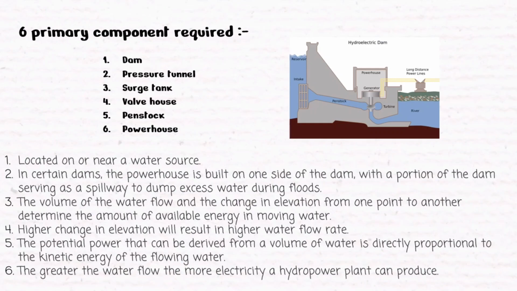This hydroelectric dam is located on or near a water resource. In certain dams, the power house is built on one side of the dam, with a proportion of the dam serving as a spillway to dump excess water during floods.